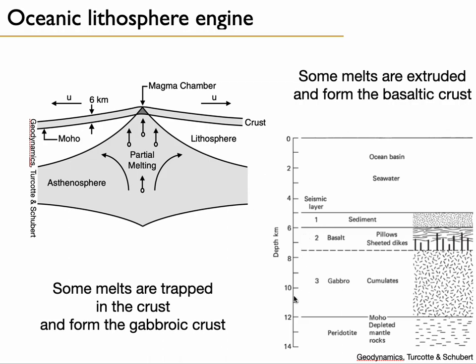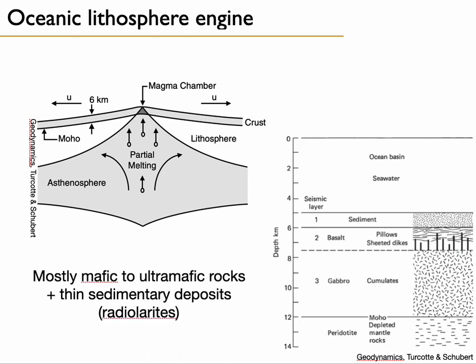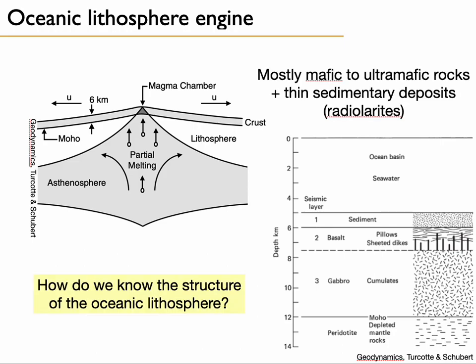All these rocks here are mafic, and below the Moho you find the peridotite, which are the ultramafic rock. So these rocks are mafic to ultramafic in the oceanic lithosphere, and they contain also a thin layer of sedimentary deposit at the top, often radiolarites.